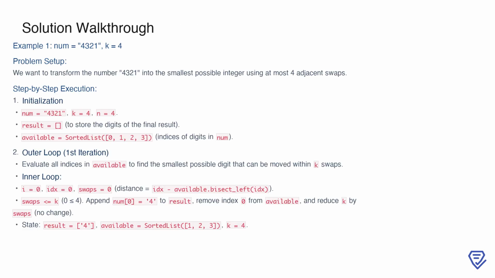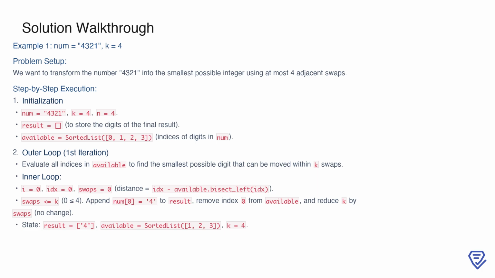To solve this problem, we start with the number 4321 and aim to make it as small as possible using at most 4 adjacent swaps. First, we initialize our variables: the number itself, the maximum allowed swaps, and some helper structures. The result list will store the digits of our final number as we build it, and available is a sorted list of indices representing the positions of the digits we can still work with.